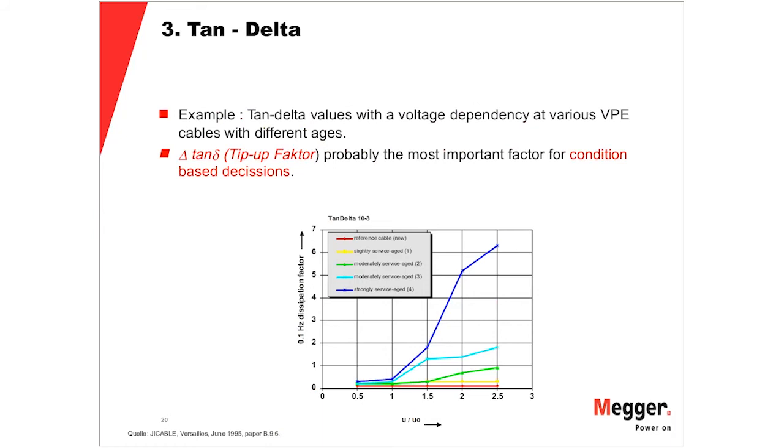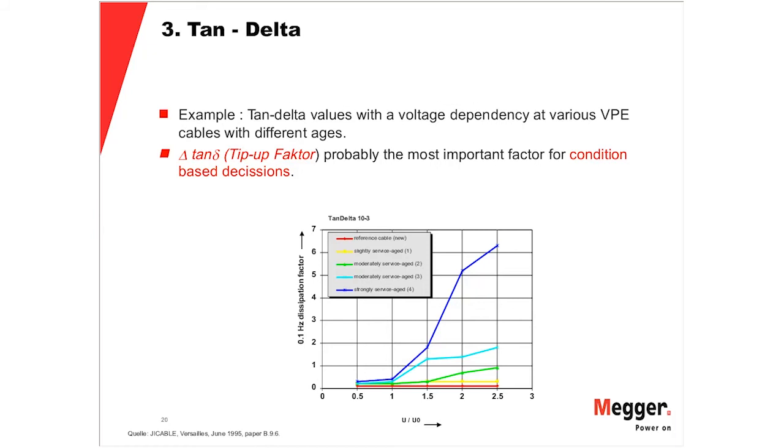Probably the most important value you can achieve with tan delta measurement is the so-called tip-up factor. You see it here indicated in red. On this page, you see the tan delta value on this scale here, and on this scale at the bottom part, you see the applied voltage. In an ideal world, we would have independence of the tan delta value from voltage. This ideal world is shown here with this red line.